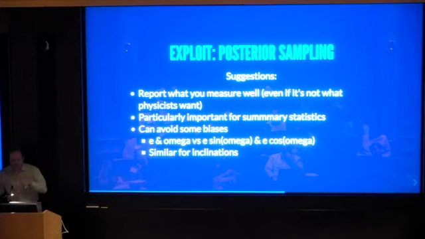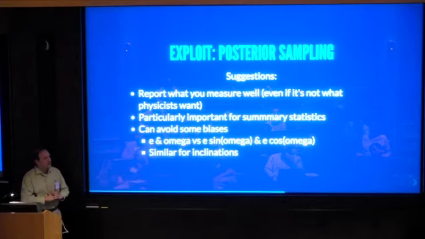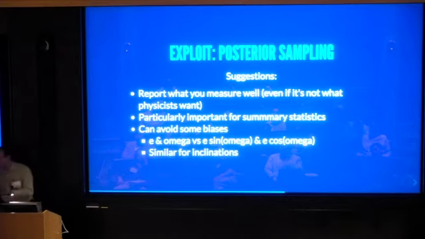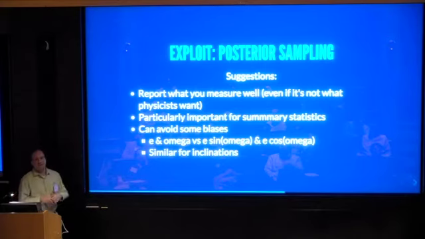So that's wrapping up what I was asked. I do have a few more suggestions to consider when posterior sampling. One is to report what you measure well, even if it's not what the physicists wish you would tell them. You already do this in some senses. Certainly, you're very comfortable reporting, say, the Einstein radius of an event, or things in terms of the Einstein radius of the event. But there may be other cases as well where it's not so obvious.